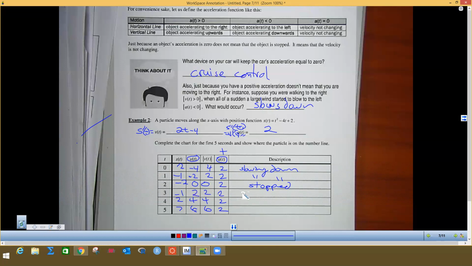So since the signs are the same, this one is speeding up. It's because it's moving to the right and being pushed to the right, so speeding up. We got positive, positive again, so this one is also speeding up. Positive, positive again, this one is also speeding up.